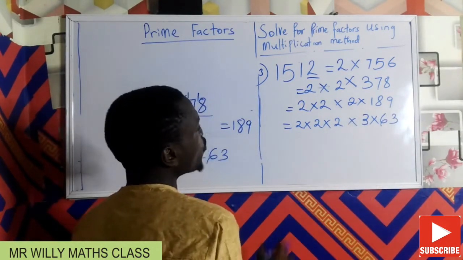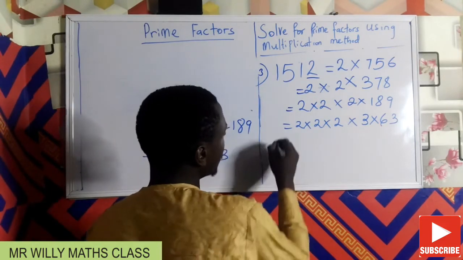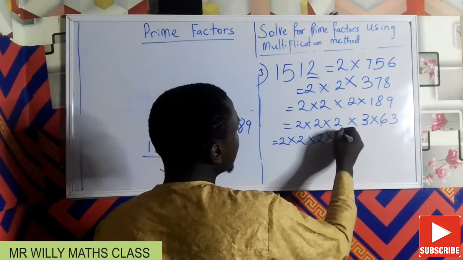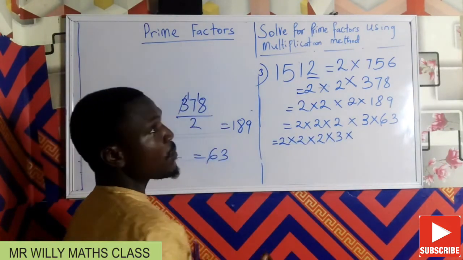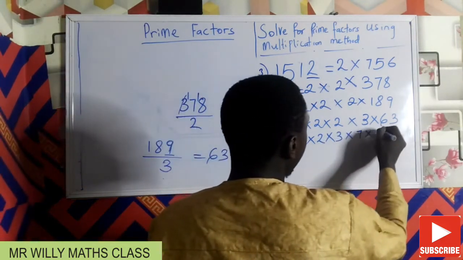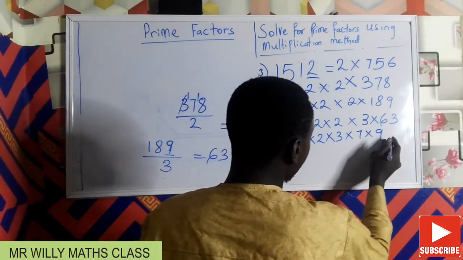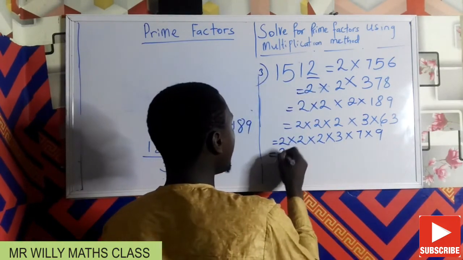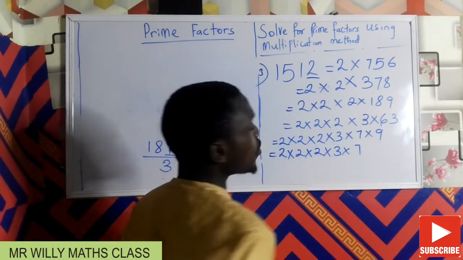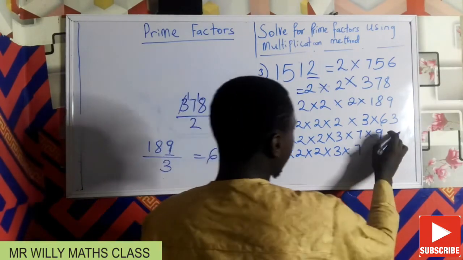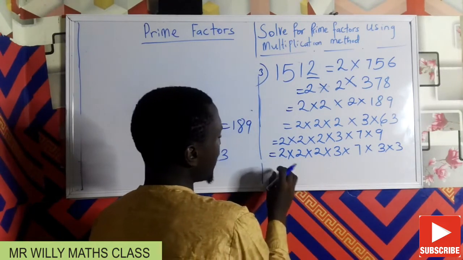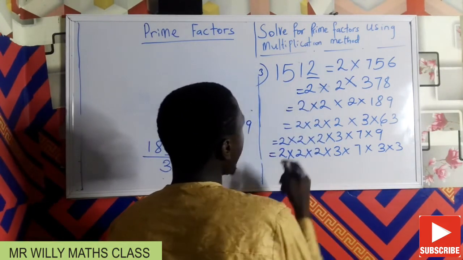We are not yet there because we are only done when all the numbers are prime factors. So 2 times 2 times 2 times 3 and 63. You can think of two numbers that if you multiply with each other, will give you 63. 7 times 9 is 63. So we still move on because 9 is not a prime number. That will be 2 times 2 times 2 times 3 times 7. Then you think of two numbers to break this 9 down, that's 3 times 3. So this is the product of prime factors for 1512.